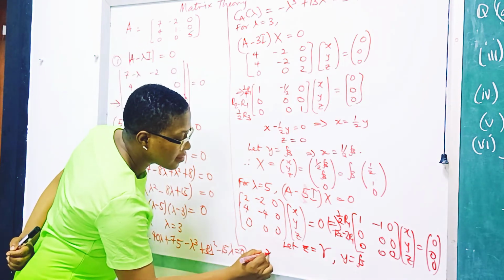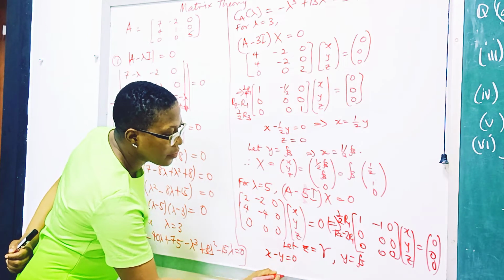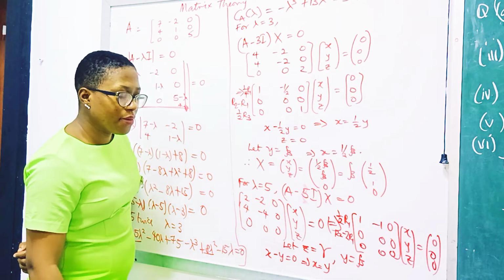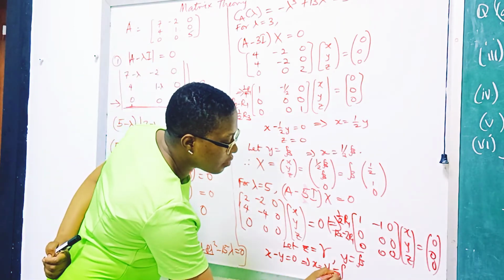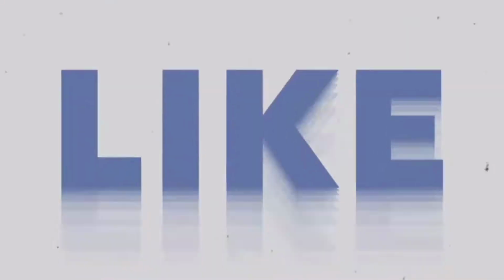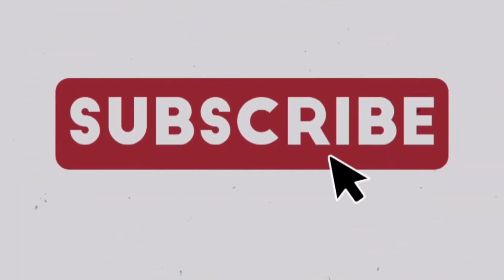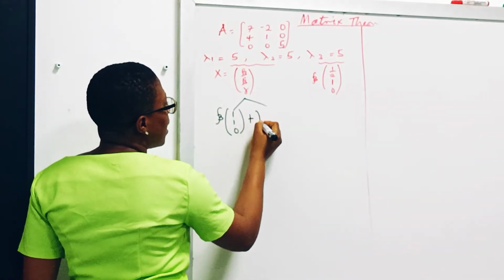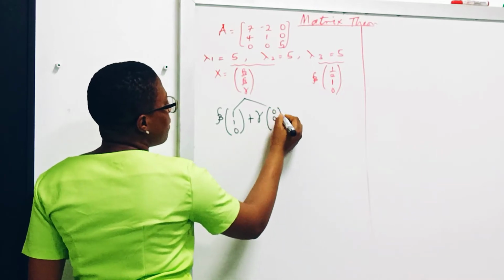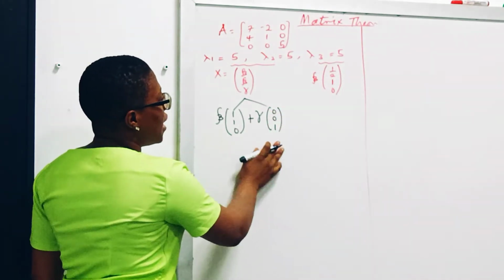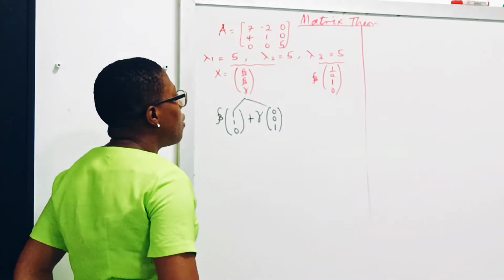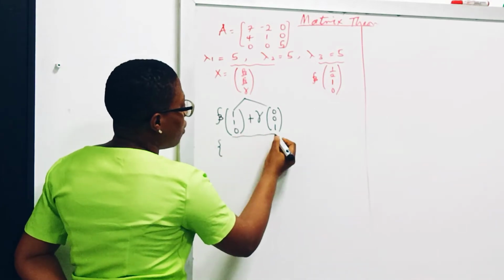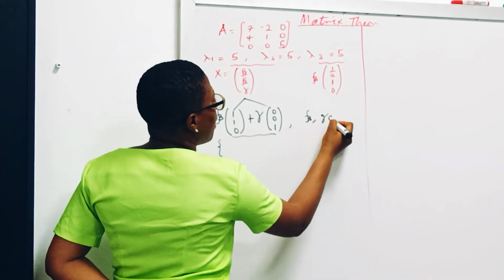Then we have x minus y is equal to 0, right? So this means that x is equal to y. And if x is equal to y is equal to beta, then our eigenvector will be the same thing as writing beta times the vector 1, 1, 0 plus gamma times the vector 0, 0, 1. If you multiply and add, it's going to give the same thing. So the eigenspace is the set of these vectors such that beta and gamma are elements of R.